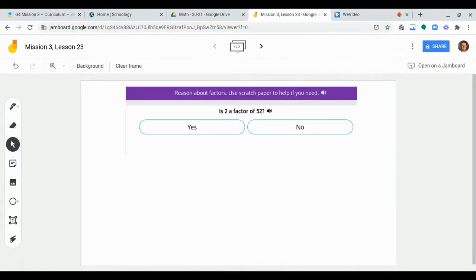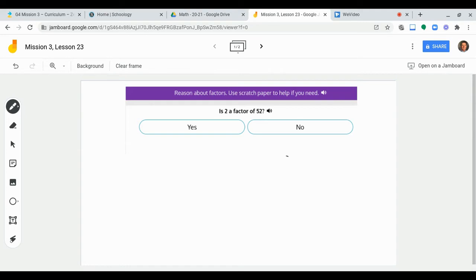Okay, so here is one example. Is 2 a factor of 52? We're trying to figure out, yes or no, is 2 a factor of 52? When you're given a number and you are asked if it's a factor of another number, what you need to do is divide those numbers. So again, you need to divide. We're going to divide 52 divided by 2, and then I'll tell you how you can tell if it's a factor or not. So whatever they give us, we can divide. Let us do that.